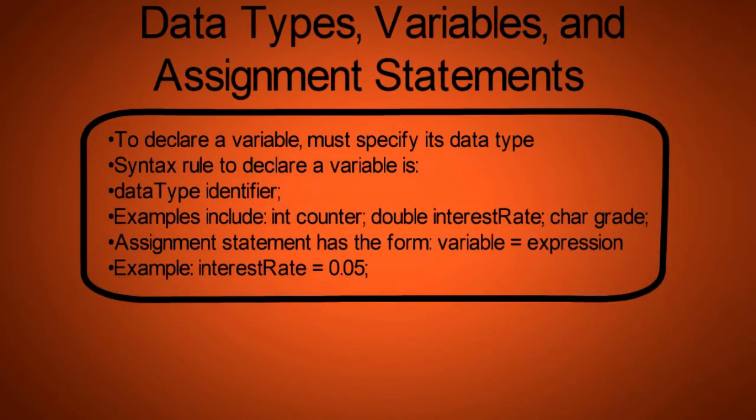Data types, variables, and assignment statements. To declare a variable, you must specify its data type. The syntax rule to declare a variable is data type identifier. Examples include int counter, double interest rate, char grade. An assignment statement has the form variable equal to expression. Example: interest rate equal to 0.05.